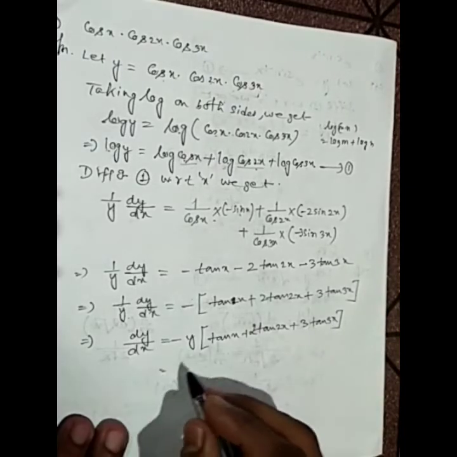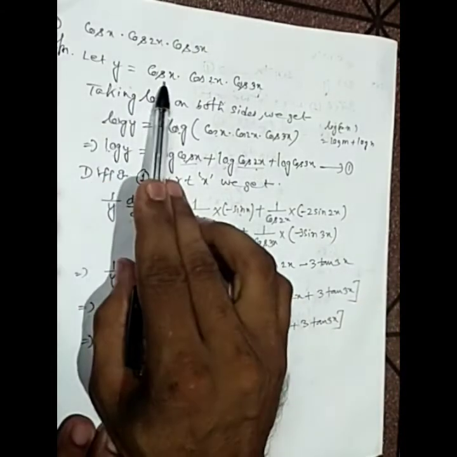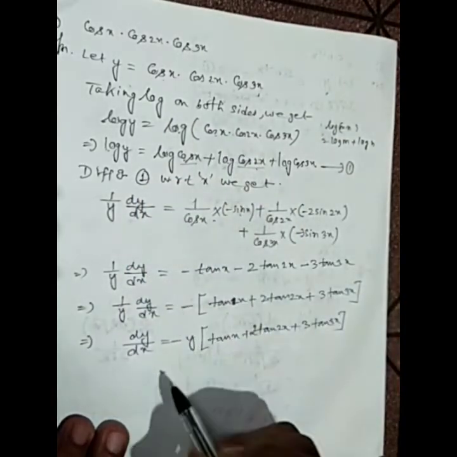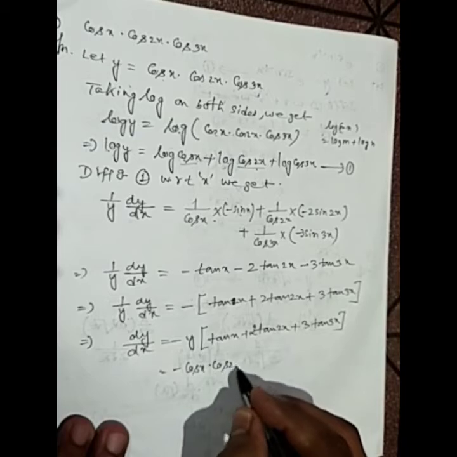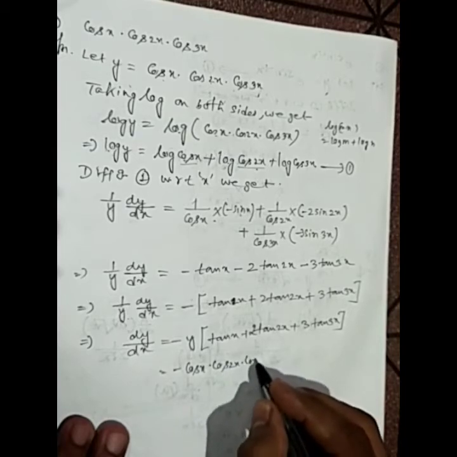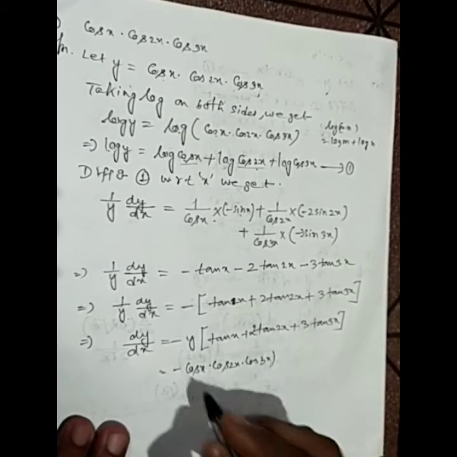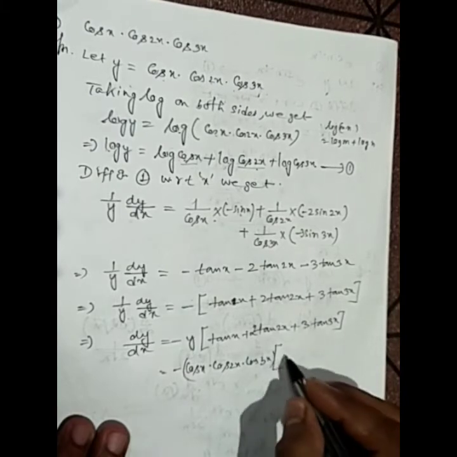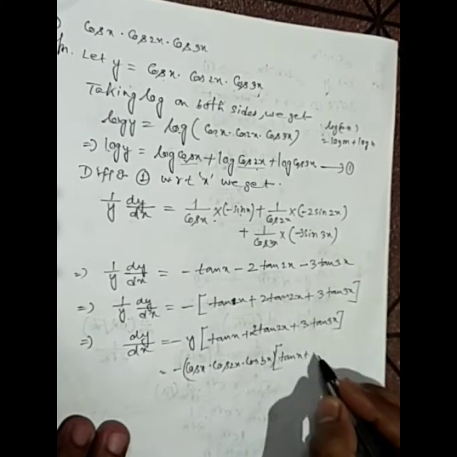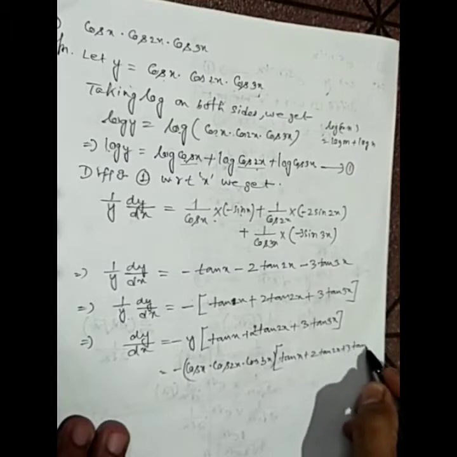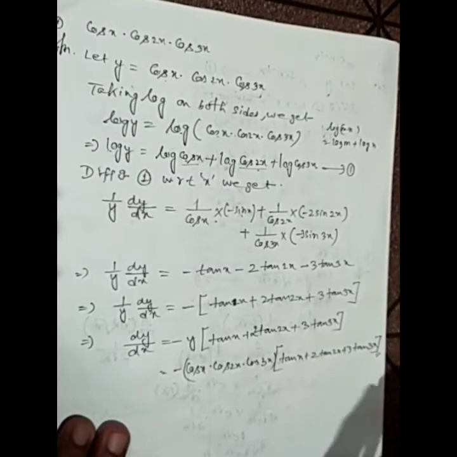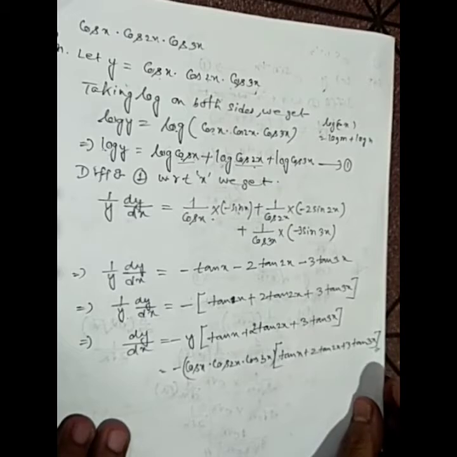Now replace this value of y equal cos x cos 2x cos 3x. So cos x into cos 2x into cos 3x, into tan x plus 2 tan 2x plus 3 tan 3x. This is the answer. Okay, next we'll take another question.